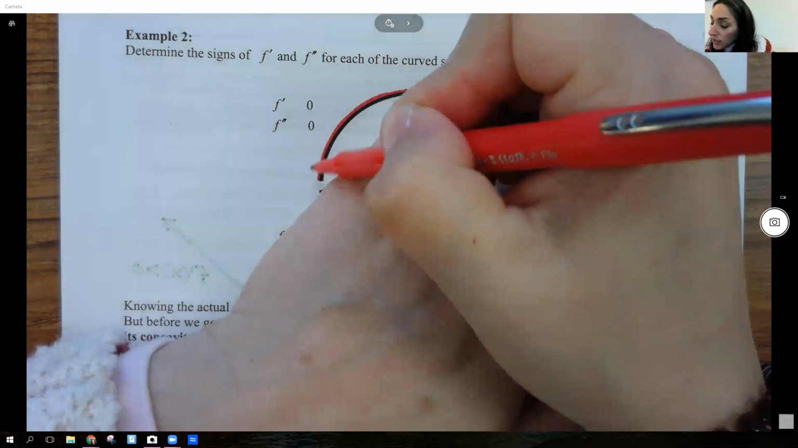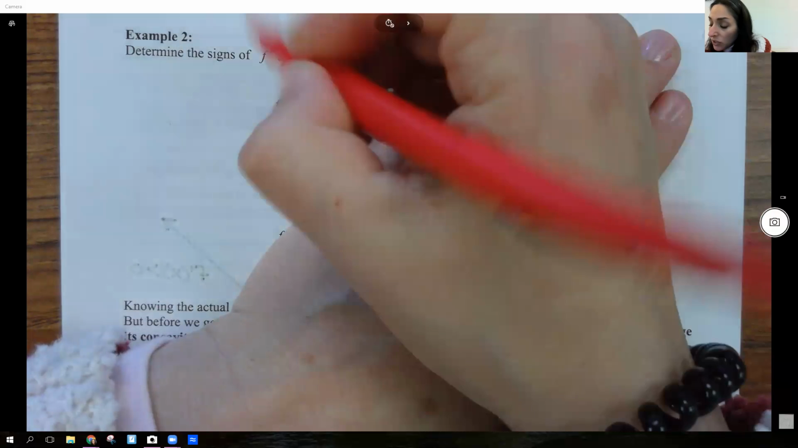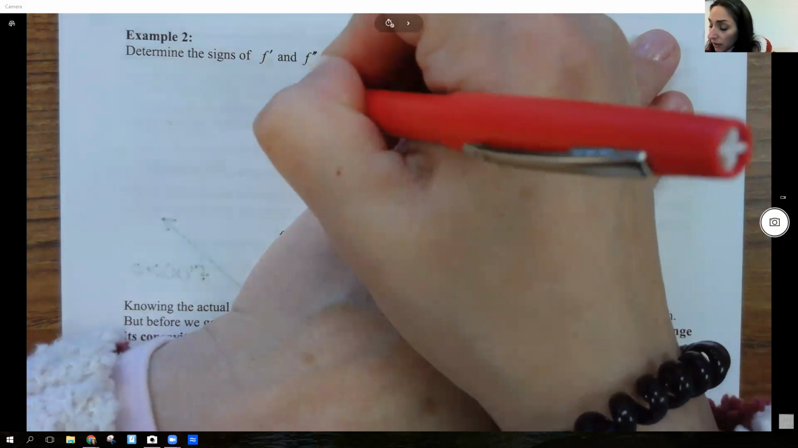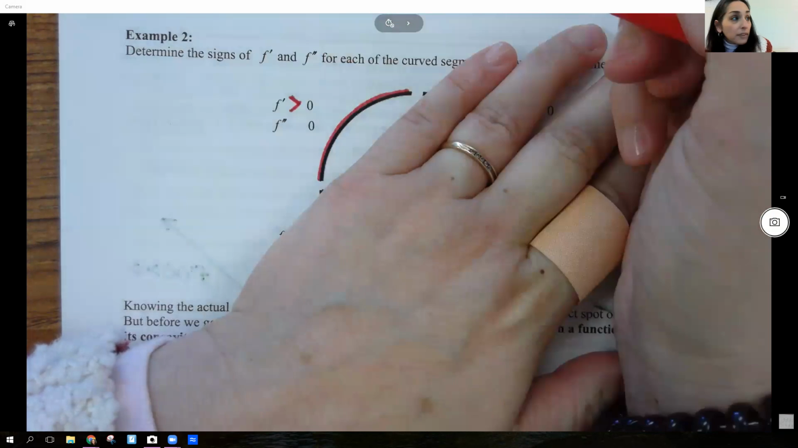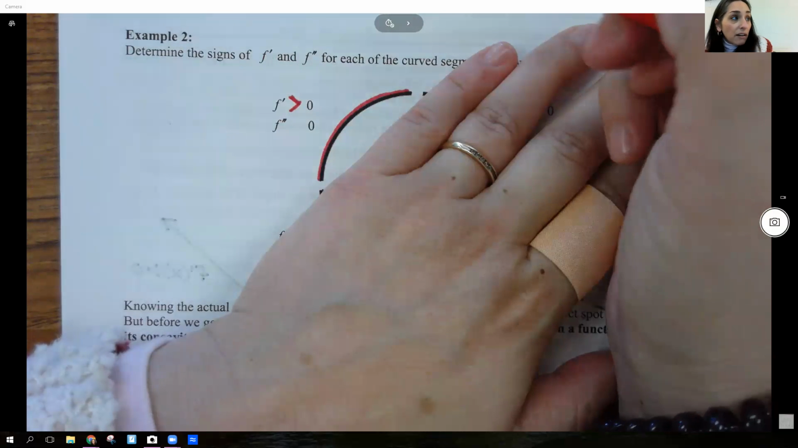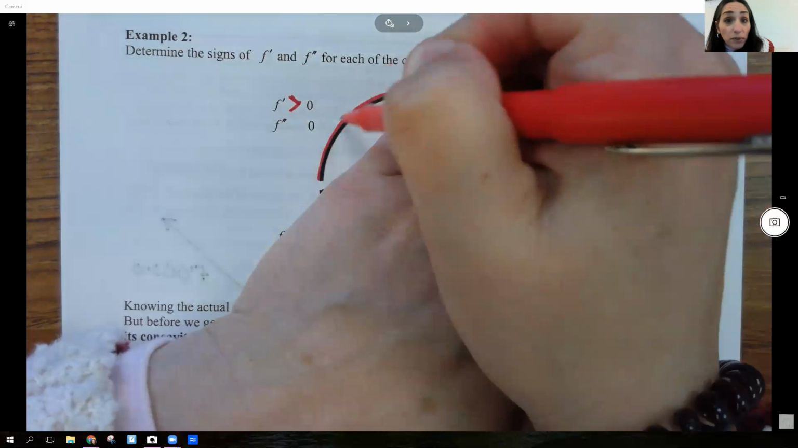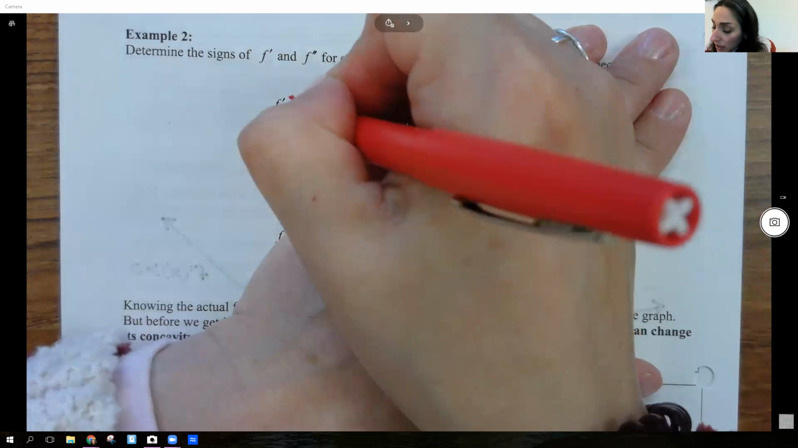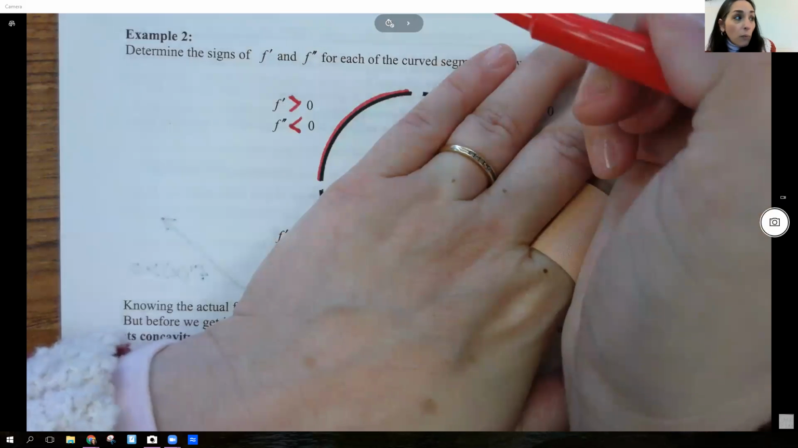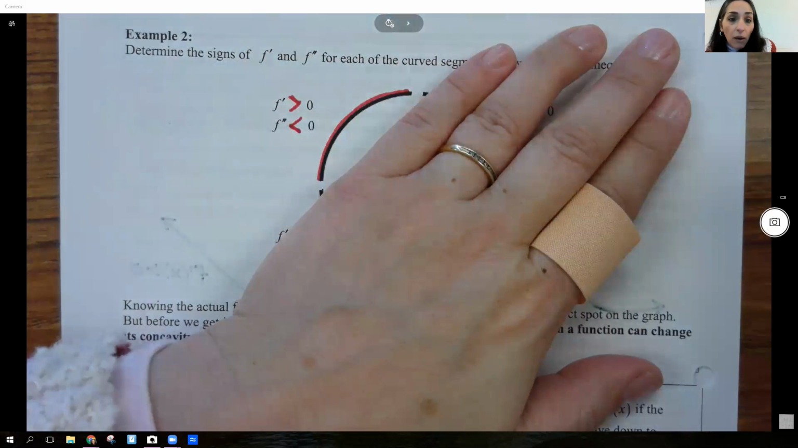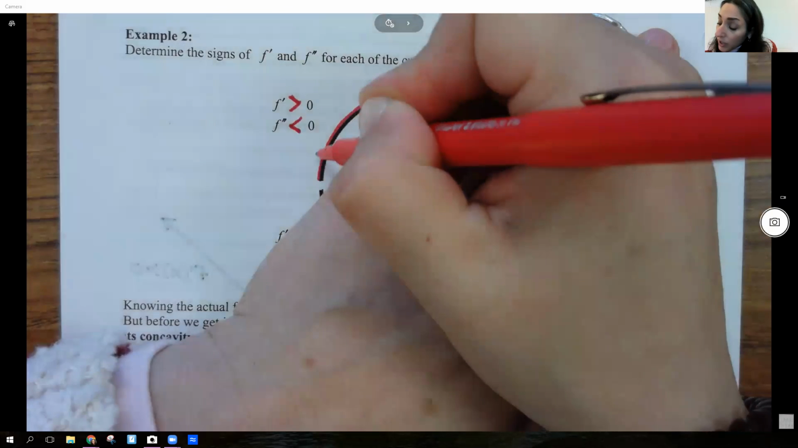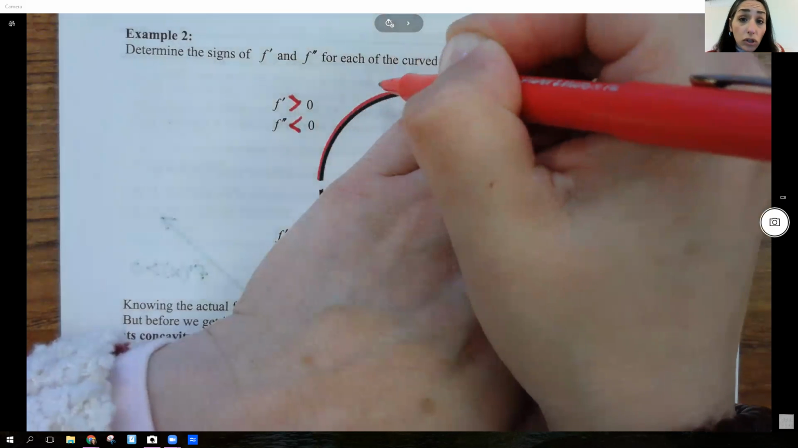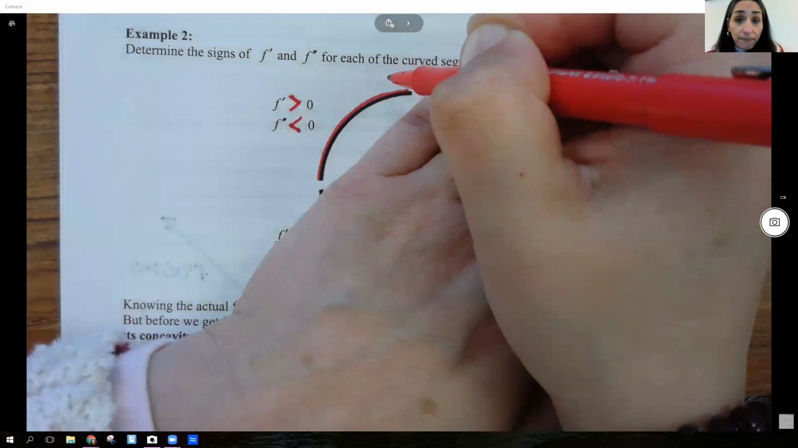If the curve looks like this, then that means your first derivative is positive. So you put a greater than sign there, because your slope is positive, right? And your second derivative is going to be negative. Why is the second derivative negative? Well, it's because you are increasing at a slower rate, okay?